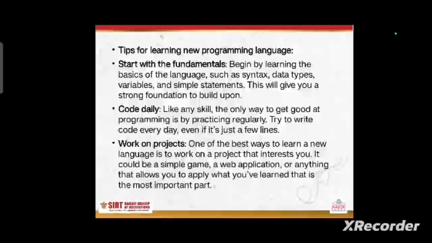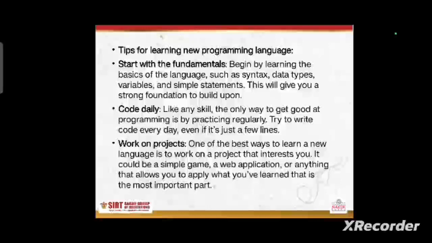Now if we want to learn a new programming language, these are some tips that we can use. We can start from the fundamentals, and if we code daily, learn daily, and keep up with the updates, then we can learn a programming language. Start from the fundamentals: begin by learning the basics of the language, such as syntax, data types, variables, and simple statements. This will give you a strong foundation to build upon.